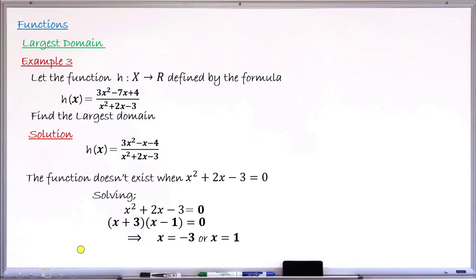To that, my largest domain is now going to be the set of real numbers excluding these two values, minus 3 and 1. Minus 3 and 1, because if x takes this value or x takes this value, the denominator will eventually be 0 and the entire fraction will now be undefined. So let me just write it. I'm going to have all the real numbers x such that x is not equal to minus 3 and x is not equal to 1. But all other real numbers will now be members in the largest domain. This is how we now find the largest domain of a given function.